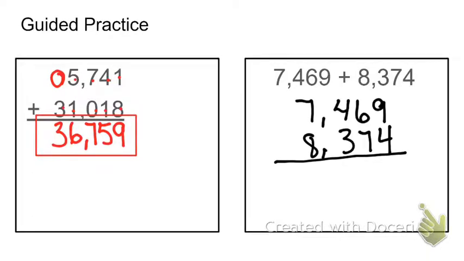Does your problem look like mine? Notice how my ones column, my tens column, my hundreds column, my digits are lined up so that each one is on top of the other in the other number. All right, so now we're going to start on the right side and add each column. Can you do that on your own and see if you get the same thing I do? Let's give it a try.